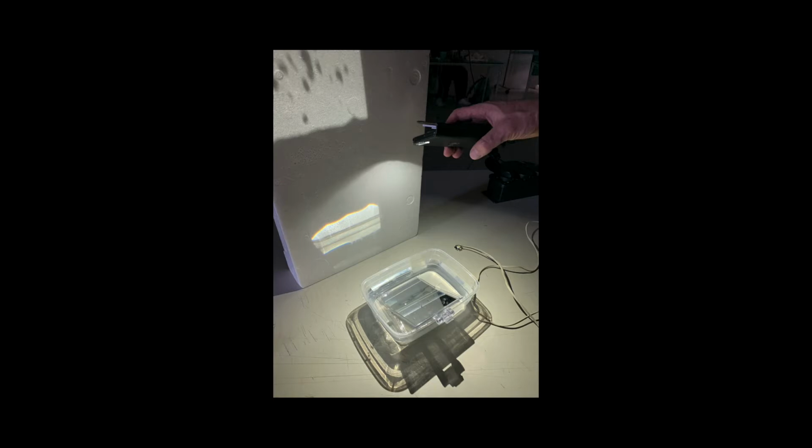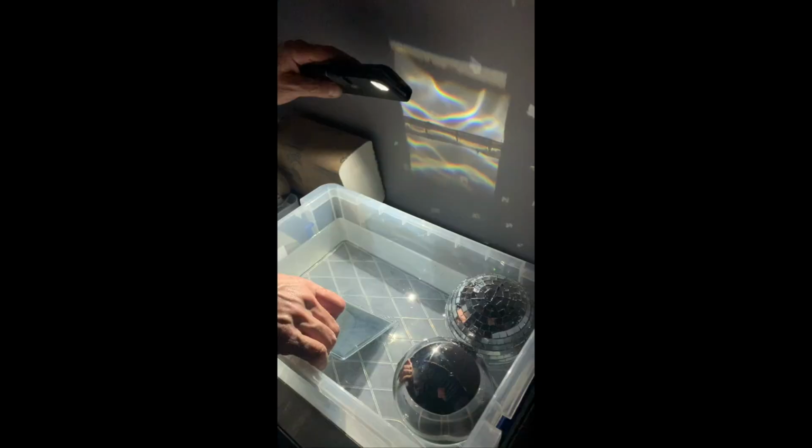And for the light installation, I wanted to make a rainbow, and I found that I can make a rainbow with water, mirror, and the light. So I tried some experimentations.